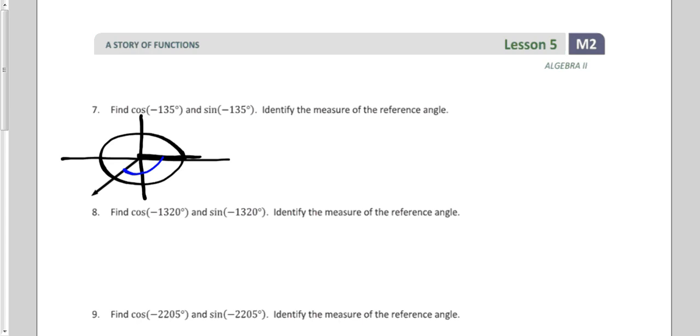So is my sine going to be greater than or less than 0? Less than 0 because I'm below the x-axis. I'm in the negative category for my y values. What about my cosine? It's also going to be less than 0.